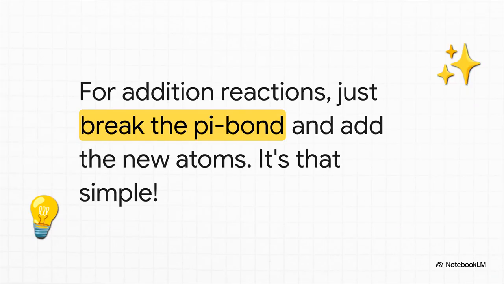And you know what? This actually reveals a really simple hack for figuring out these reactions. Whenever you see an unsaturated molecule with a double or triple bond, don't overthink it. The whole game is just to break that weak pi bond and add the new atoms right on. It really is that straightforward.